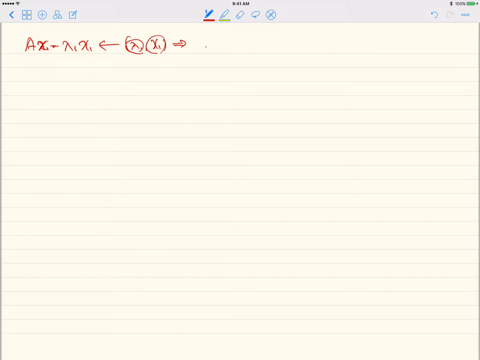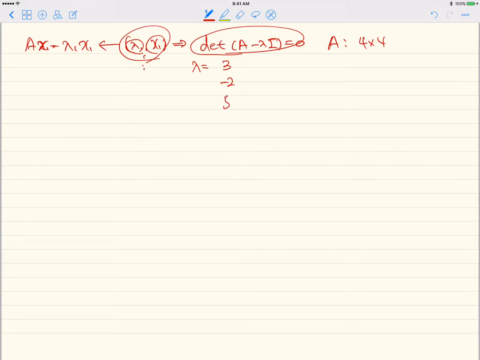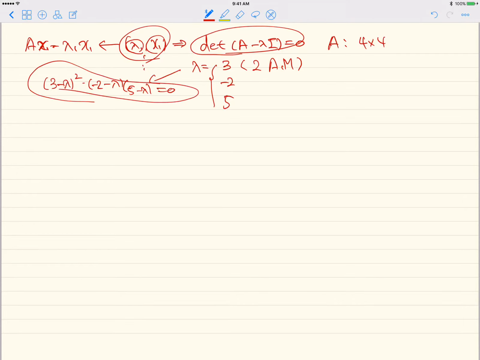So how do we obtain these pairs of eigenvalue and eigenvector? We basically solve this characteristic equation. Suppose A was 4 by 4, then we know this is a fourth order polynomial equation, and that means lambda has four values. Suppose lambda has 3, minus 2, and 5. It had four roots, but here 3 had an algebraic multiplicity of 2. So it was something like (3 minus lambda) squared, (minus 2 minus lambda), and (5 minus lambda) equals 0.